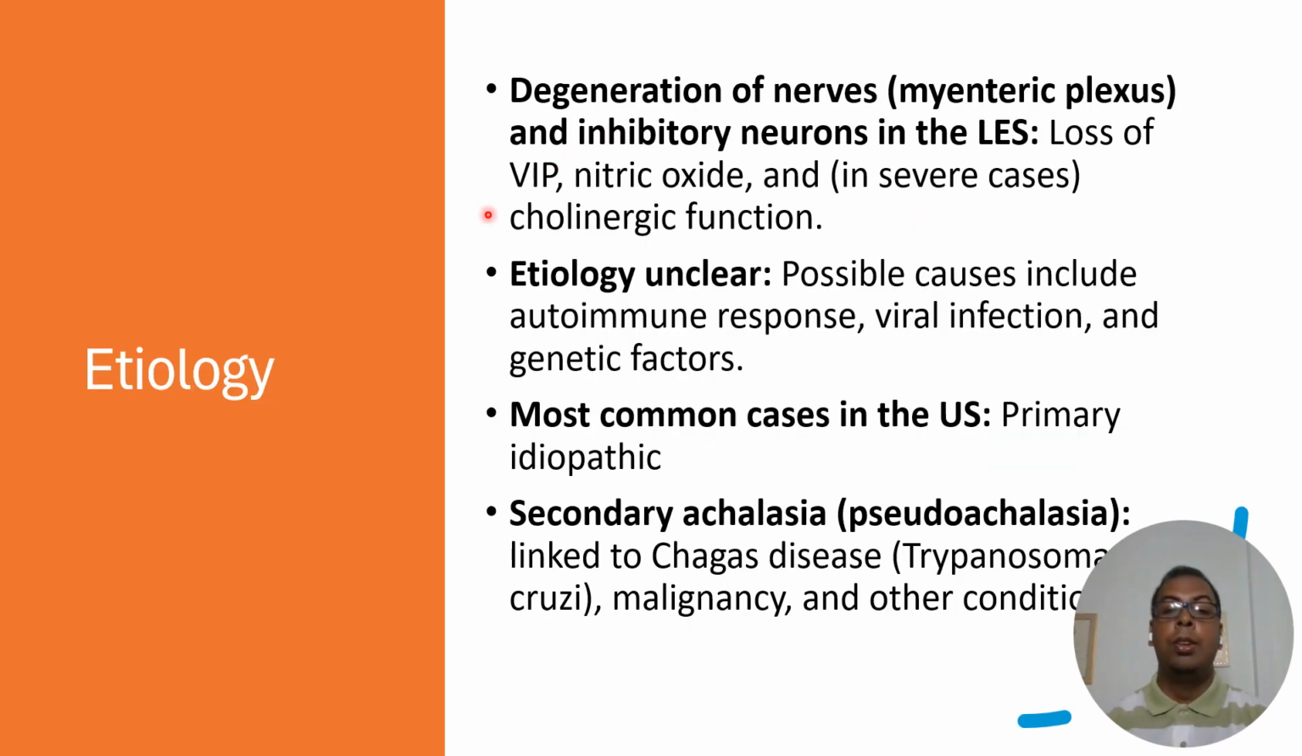All right, so the etiology, the cause of achalasia, and this is a really important point to know. It is as a result of degeneration of nerves in the myenteric plexus and degeneration of inhibitory neurons in the lower esophageal sphincter, where there is loss of neurotransmitters such as VIP and nitric oxide. And as we know, nitric oxide is a vasodilator. And what will happen in severe cases, you could lose cholinergic function also.